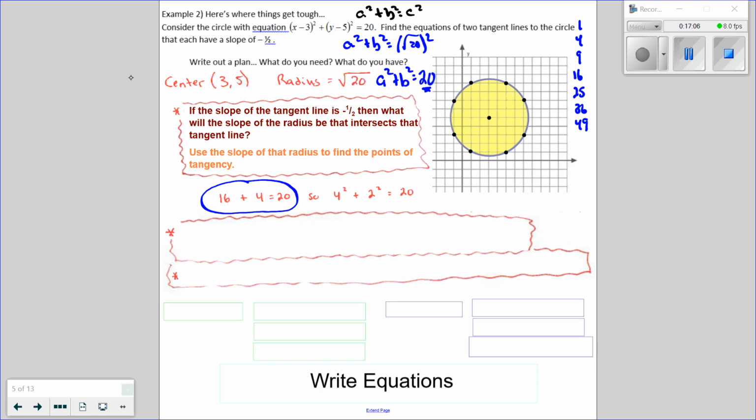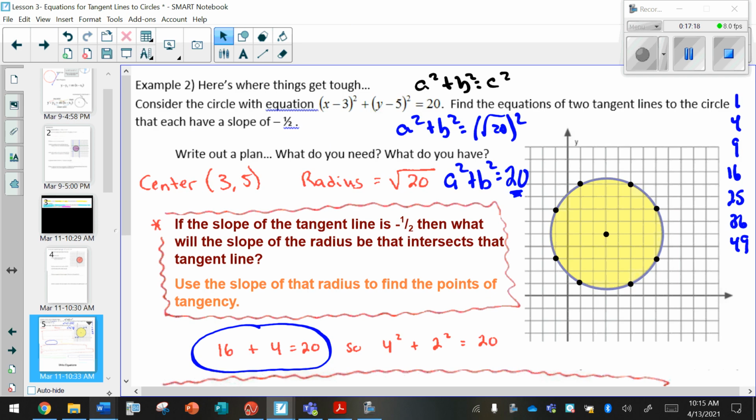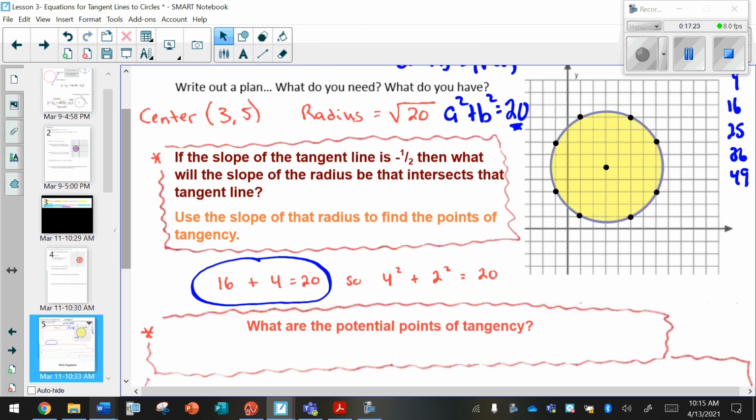That means our radius slopes will be +2. So go to your graph and draw in a radius with a slope of +2. And let's see where that radius meets our circle. So we're going to graph the radius with a slope of +2 to find our potential points of tangency.